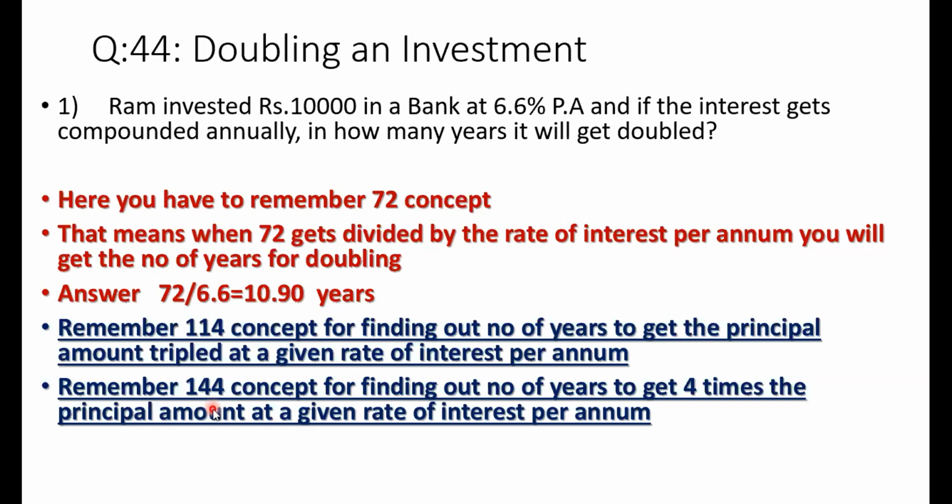Sometimes they will ask: I'm investing 10,000 today, I want 40,000, after how many years? At 6%, they will ask. So 144 divided by 6, that is the number of years. Nobody will, because banks accept up to 10 years only. But to know the concept, the thumb rule: for tripling 114, for 4 times 144, double 72. But the condition is, it must be compounded annually. Just divide. That's the thumb rule. So questions will be asked on this also.